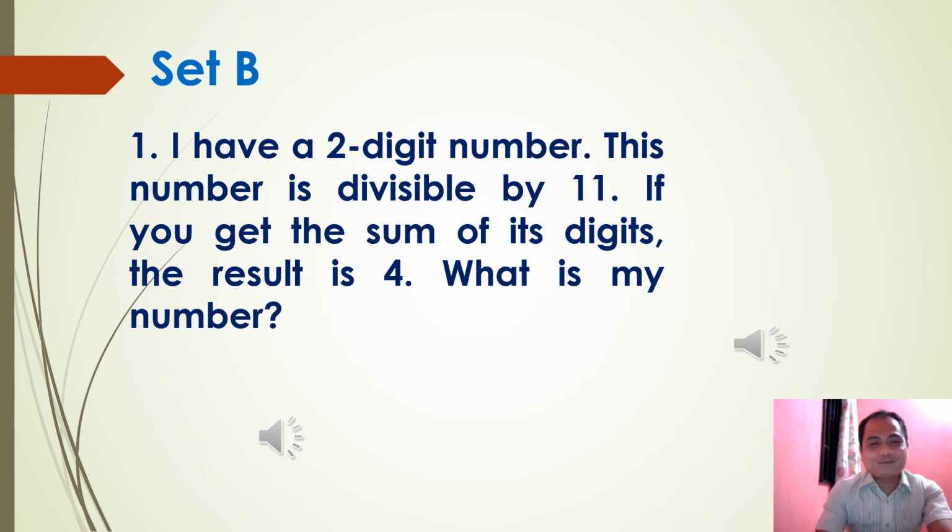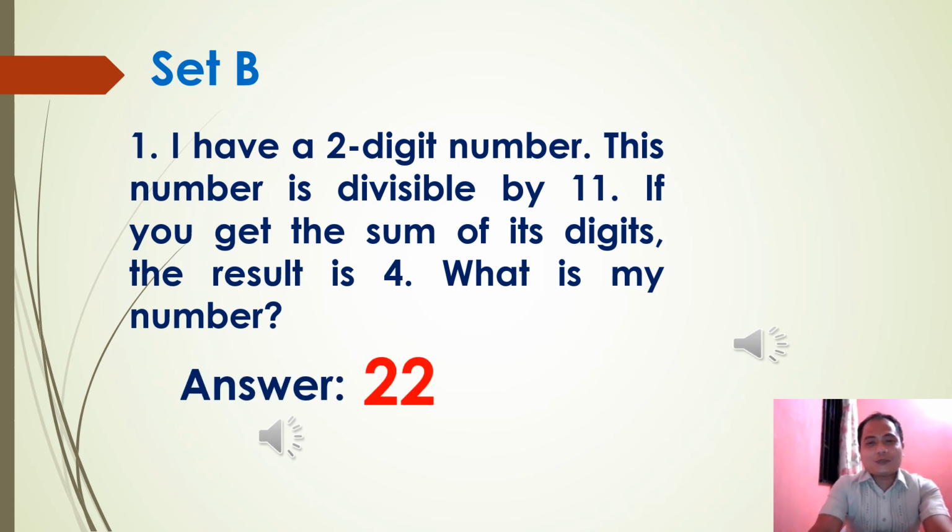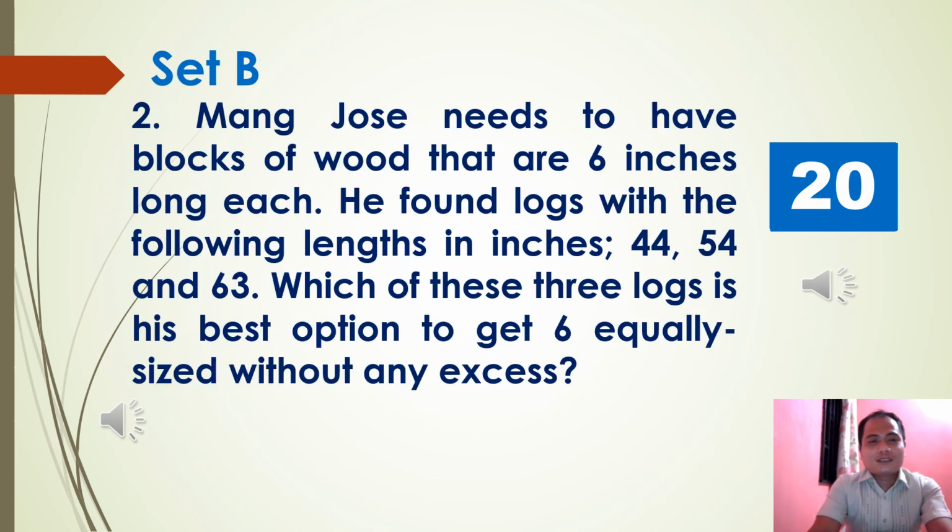Okay, time's up. Okay, the answer is 22. So 22 is divisible by 11, and if you add the digits, 2 plus 2 is 4. Okay, let's proceed to number 2. Mang Jose needs to have blocks of wood that are 6 inches long each.